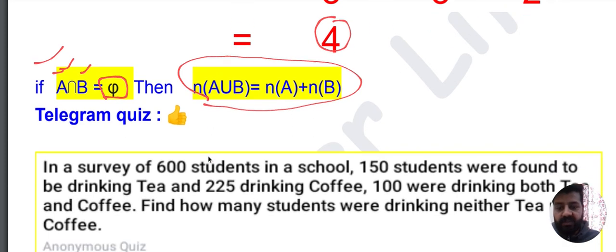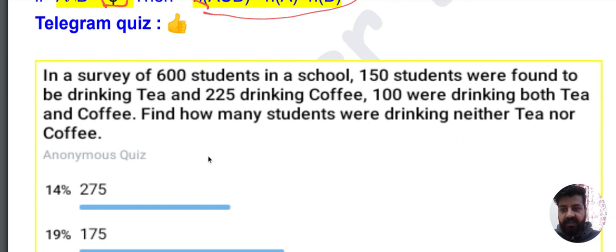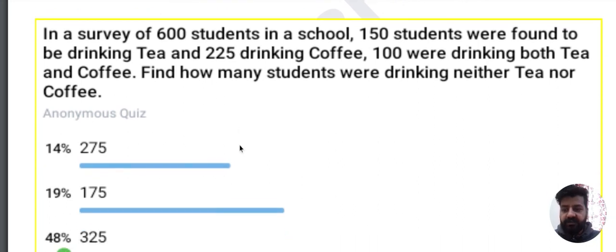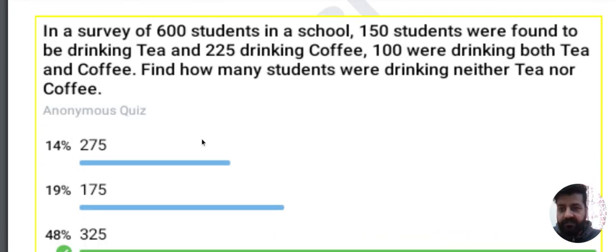Now look at the question I did in the Telegram group. Here you can see this was a question, and first I will tell you that 48% of students correctly attempted this, so very good performance was given by the students. For the remaining 52% of students who didn't understand this question, I am going to tell you how to solve it.